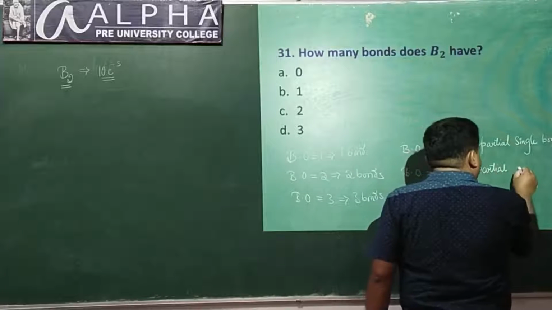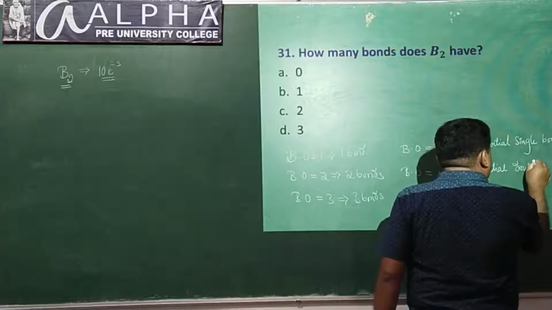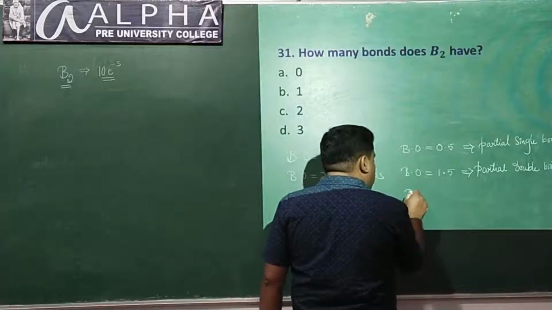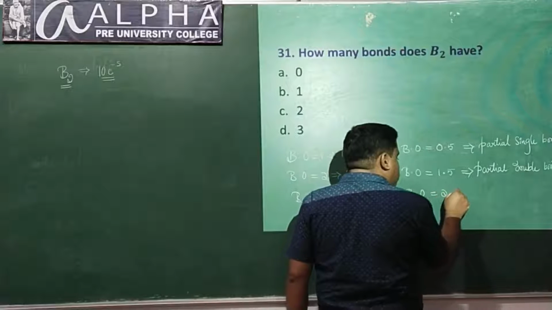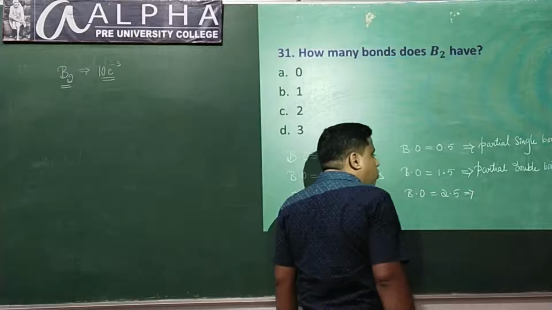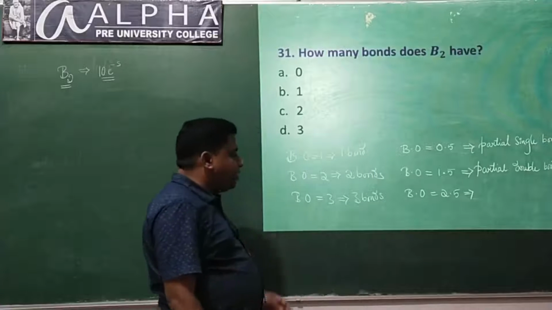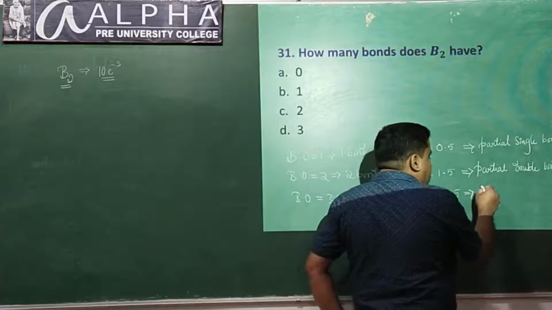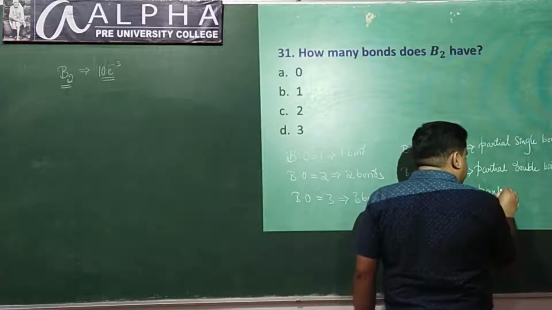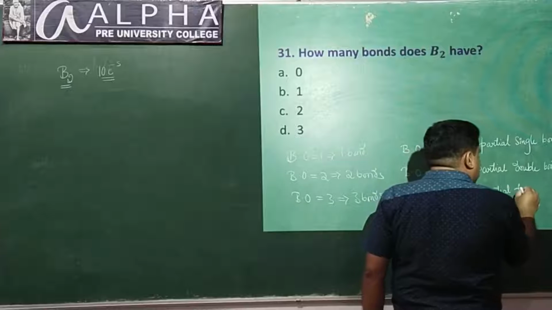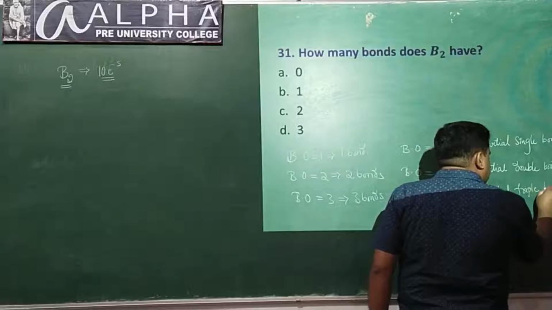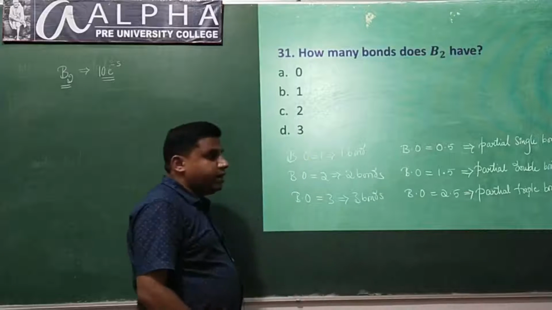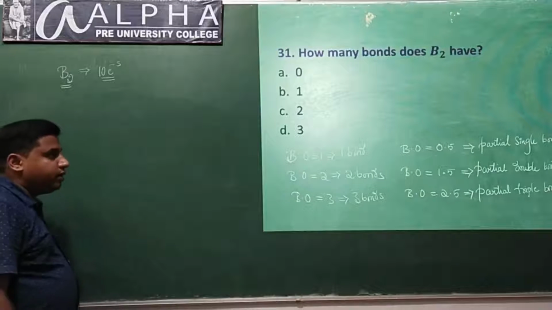Partial double bond character, yes. And if the bond order is equal to 2.5, that means more than 2, less than 3, so it is partial triple bond character. Partial triple bond character. Is that simple? Any doubts with this?